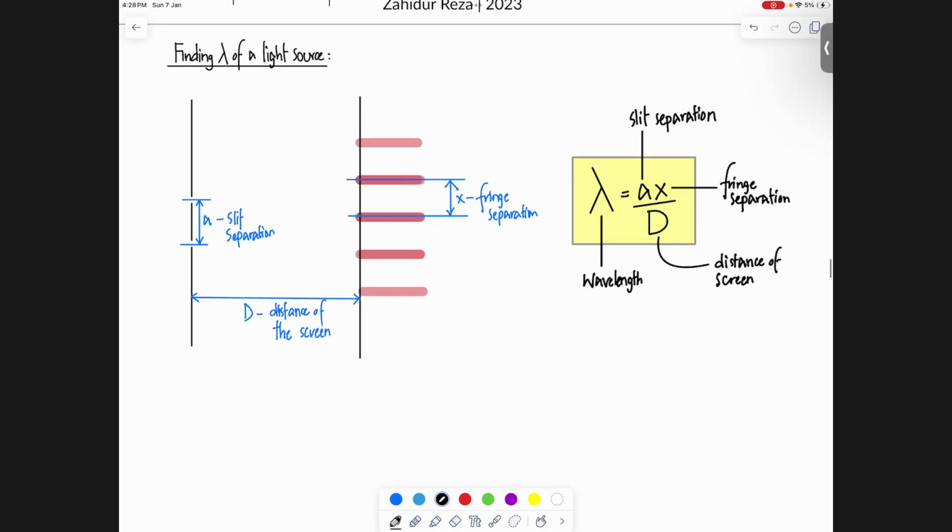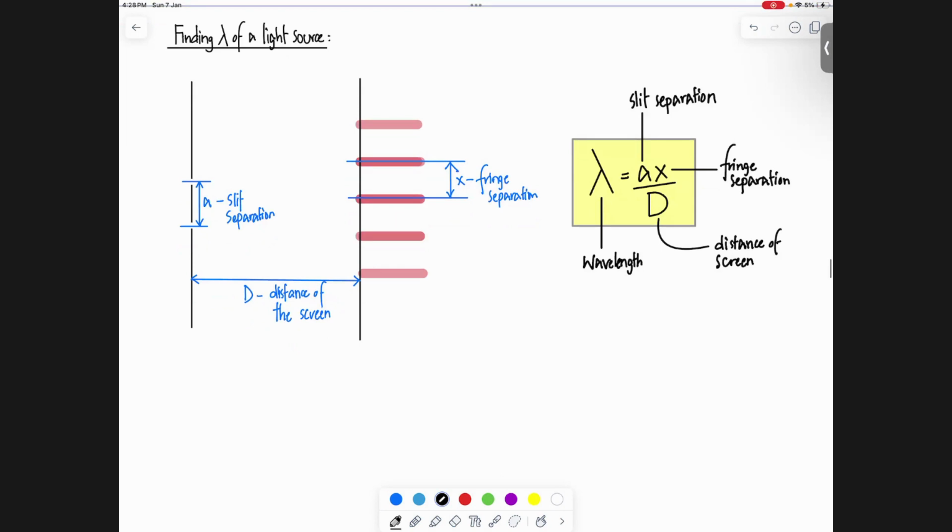So what's the catch here? The catch is you can't use this formula all the time. There's a particular condition that has to be met for this formula to be applicable. And the condition is that A has to be much smaller than D. Or as they say, A must be significantly less in size compared to D. What does that even mean?